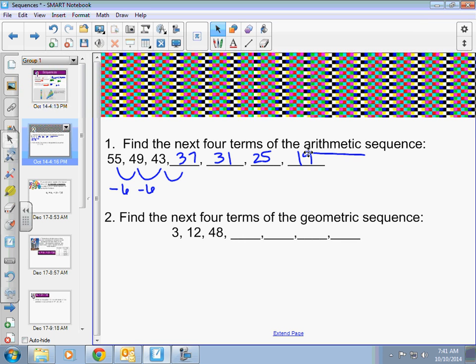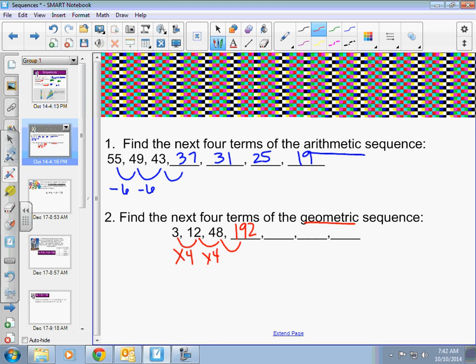Number 2 says find the next 4 terms of the geometric. Geometric tells me that I'm going to be multiplying or dividing by the same number every time. So from 3 to 12, I'd multiply by 4. To get from 12 to 48, I would also multiply by 4. So I take 48 times 4, which gives me 192. I take 192 times 4, which gives me 768. I take 768 times 4, which gives me 3,072. And one more time, 3,072 times 4 gives me 12,288.